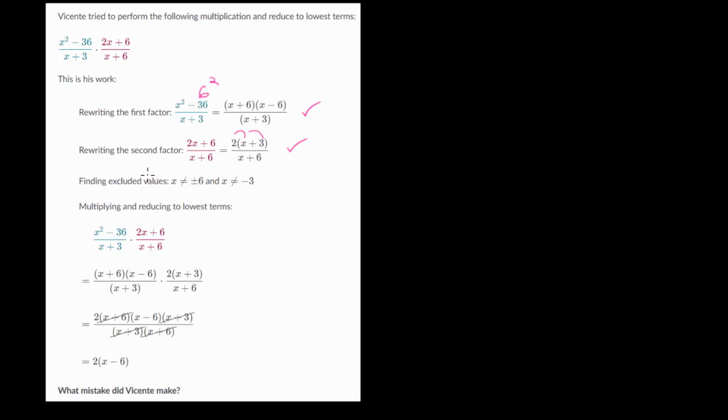Now the next step is to find excluded values. So which values cannot be plugged into the denominators here, or which are excluded from the domain. Since certain values, namely -3 there and -6 there, if you plug those in, you're going to end up dividing by 0. So for his work, he excluded plus or minus 6 and -3. Well, -3 is right. And we know that -6 is right, but +6 should not be excluded.